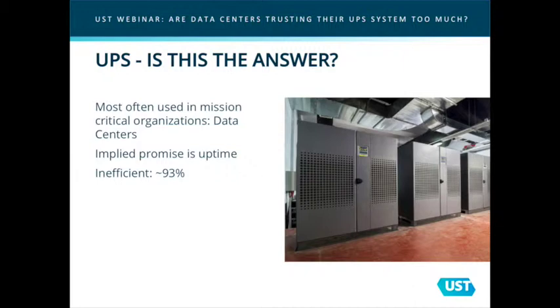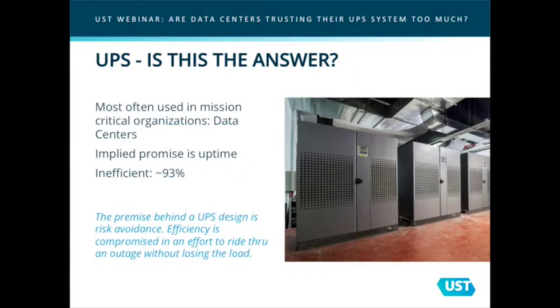We don't disagree with them, but we're simply trying to demonstrate that if there is a difference in efficiencies of two systems, and you consider the consumption of electricity that these systems and these centers consume, there will be a cost savings. And typically, the premise behind the design of a UPS is risk avoidance. They're not so concerned about efficiency. They're more concerned about ride-through.